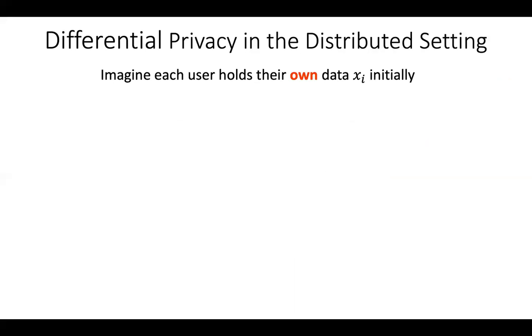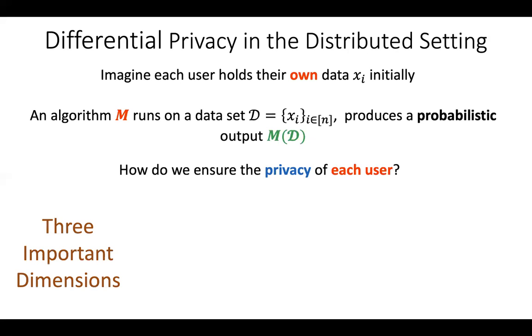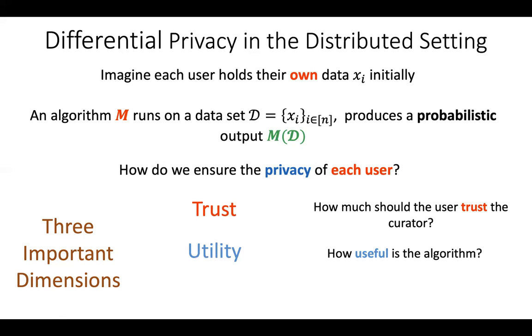That is, imagine each user holds their own dataset xi initially. And an algorithm runs on the datasets x1 through xn and produces a probabilistic output M of D. So how do we ensure the privacy of each user? There are three important dimensions one wants to consider in such a setting. The first one is trust. How much should the user trust the curator? The curator is the agent who collects the data and performs an algorithm on it. But the curator may have some motivation which is hidden from the user, so the user may not want to trust it.